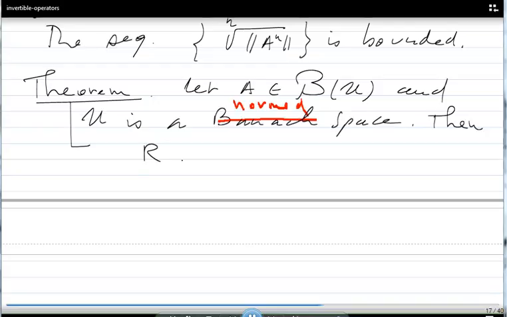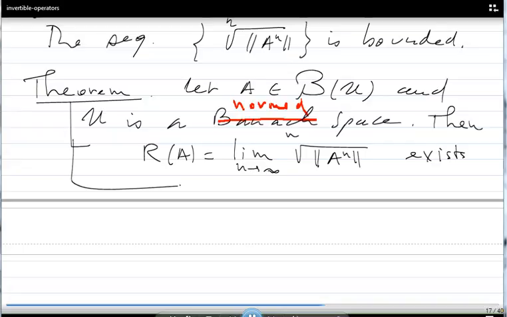R(A), equal to the limit of the nth root of the norm of A to the power n, exists. So we do have a limit. Keep in mind, as I said, the sequence of numbers is bounded. It doesn't mean that you do have a limit. But the theorem says that if we are in the case of a bounded linear operator, then you have a limit.